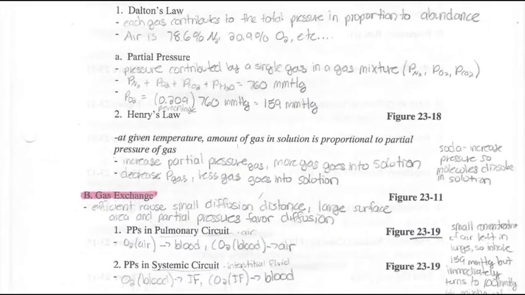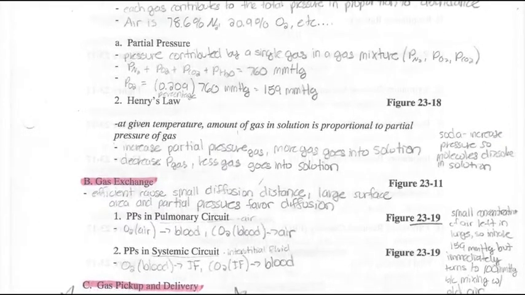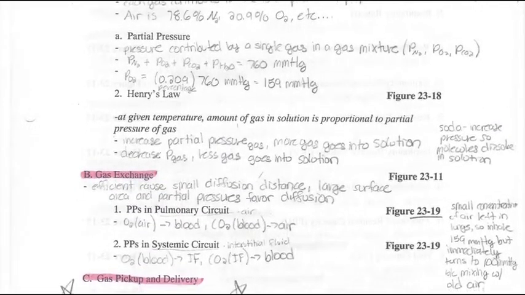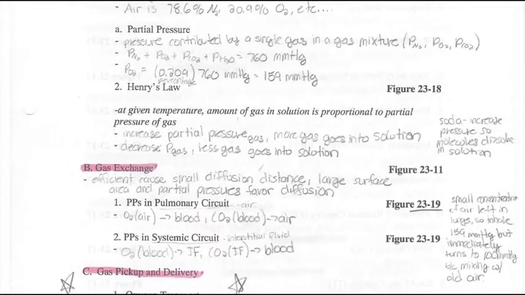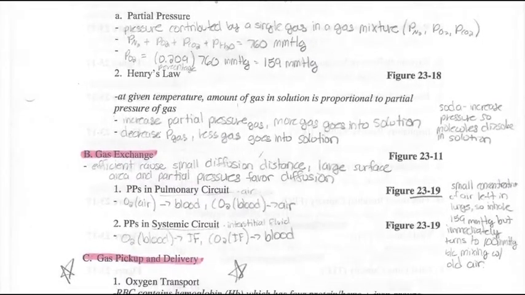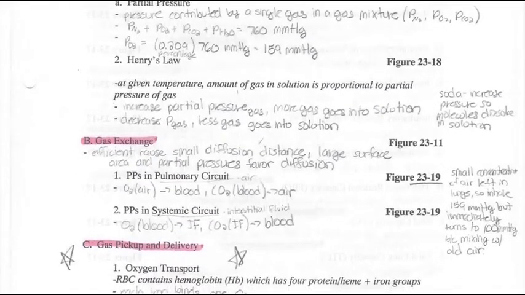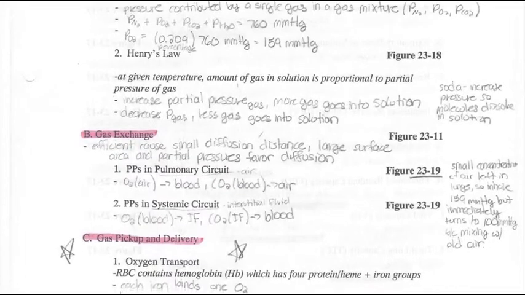2. Henry's law. At a given temperature, the amount of gas in a solution is proportional to the partial pressure of a gas. An increase in partial pressure of a gas will lead to more gas going into the solution. A decrease in the partial pressure of a gas will lead to less gas going into the solution.